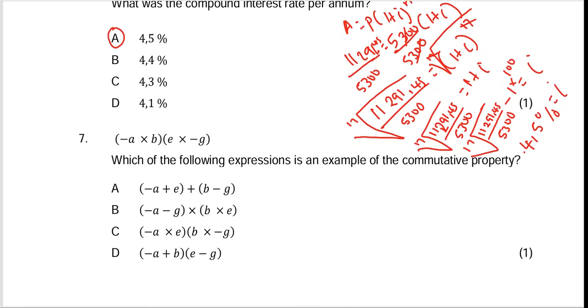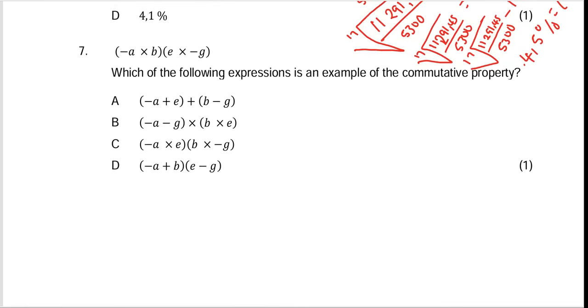Okay, guys, let's proceed to number 7. Which of the following expressions is an example of commutative property? And guys, a commutative property simply means that changing the order of factors does not change the product. So our answer is going to be C.